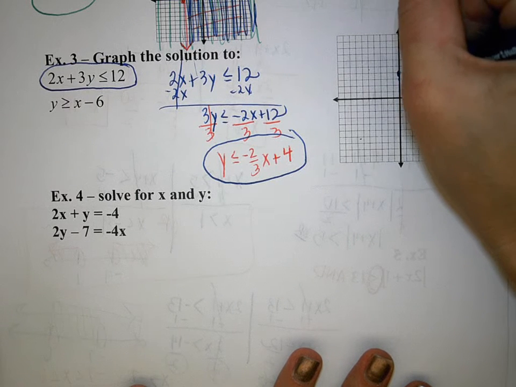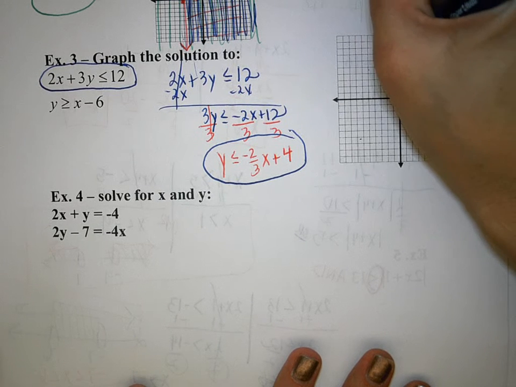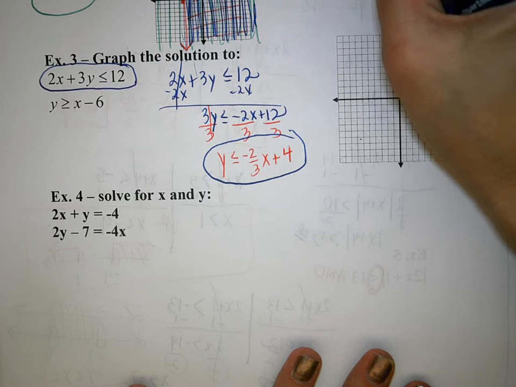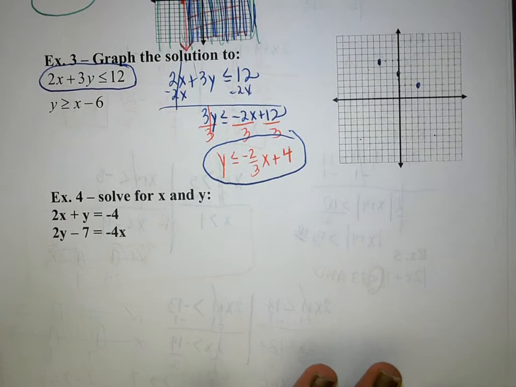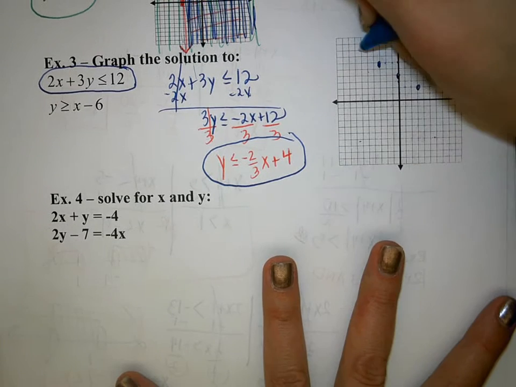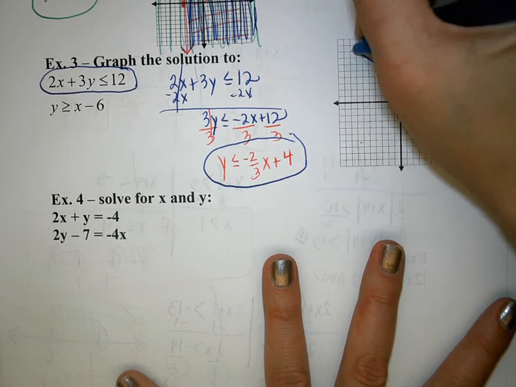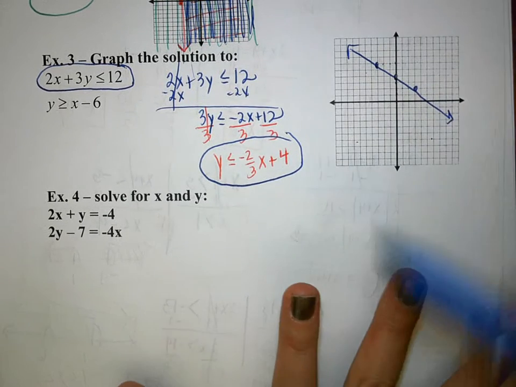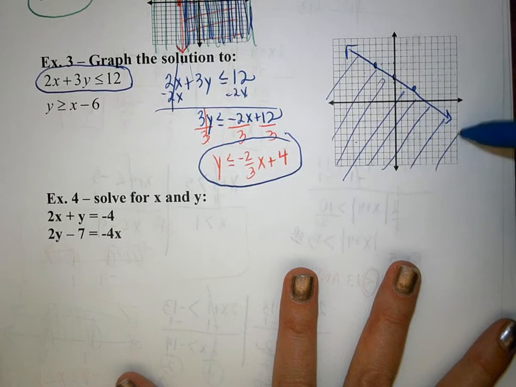Down 2, right? 1, 2, 3. Or you can go up 2 and left 3. Good. 1, 2, 3. Notice that they all line up. Is this going to be a solid or dotted line? Okay. And which way will I shade? I'm going to shade down or under the line.